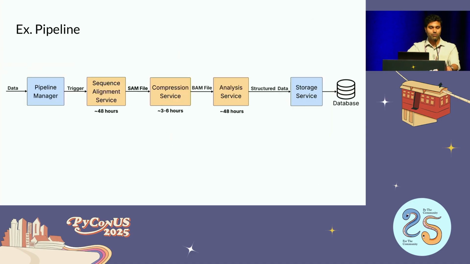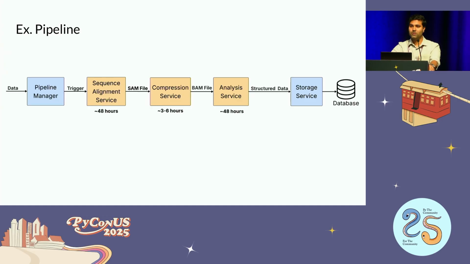Let's look at it with a deeper perspective using an example. Here's an example of a data pipeline, a genomics pipeline in a very simplified version of it. It takes in raw sequencing data coming from sequencers. It goes through a pipeline manager, which manages multiple different instances of a pipeline. A sequence alignment service is responsible for restructuring that raw data and creating a sequence alignment map file. And depending on the compute resources you have, it can take about 2 days to a couple of hours, again, depending on the data set size.